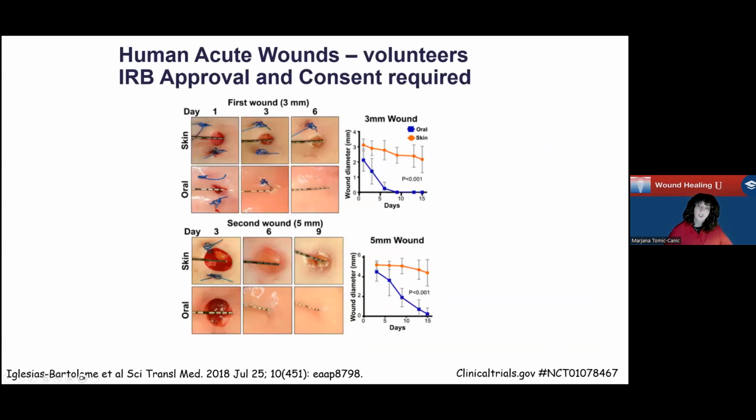And lastly, let's not forget human volunteers, right? So this was an interesting study done by Maria Morasso's lab from NIAMS, where they looked at human skin wounds of the same patient and their oral wounds, where their gingiva was actually wounded, and they followed the healing and looked at the different mechanisms by which we heal in our mouth compared to our skin and so forth.